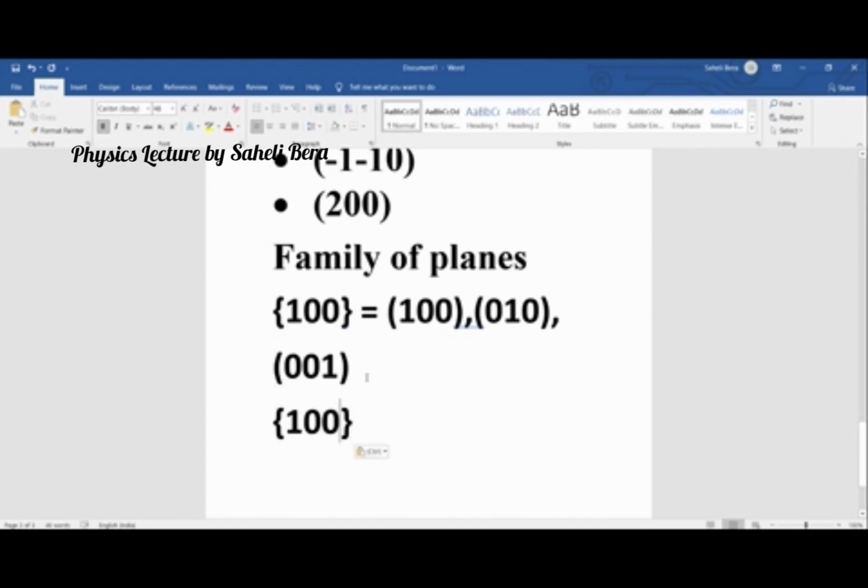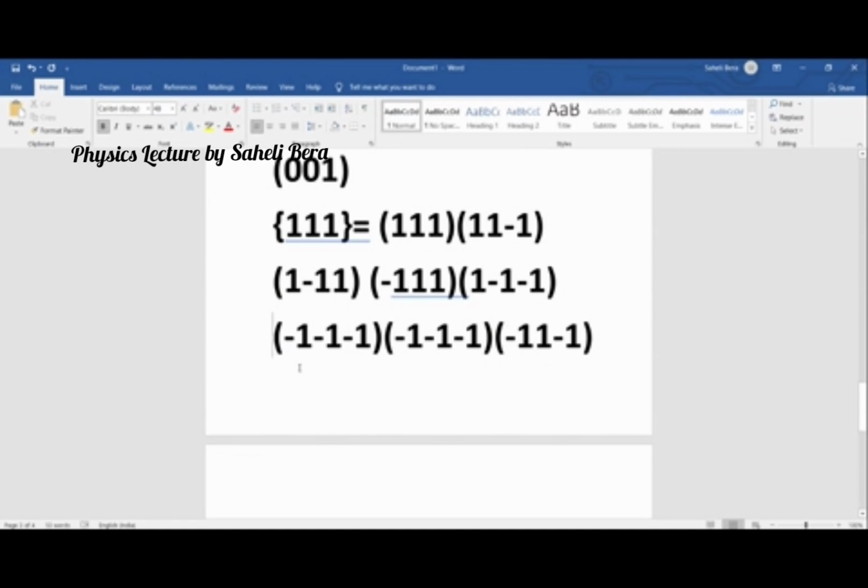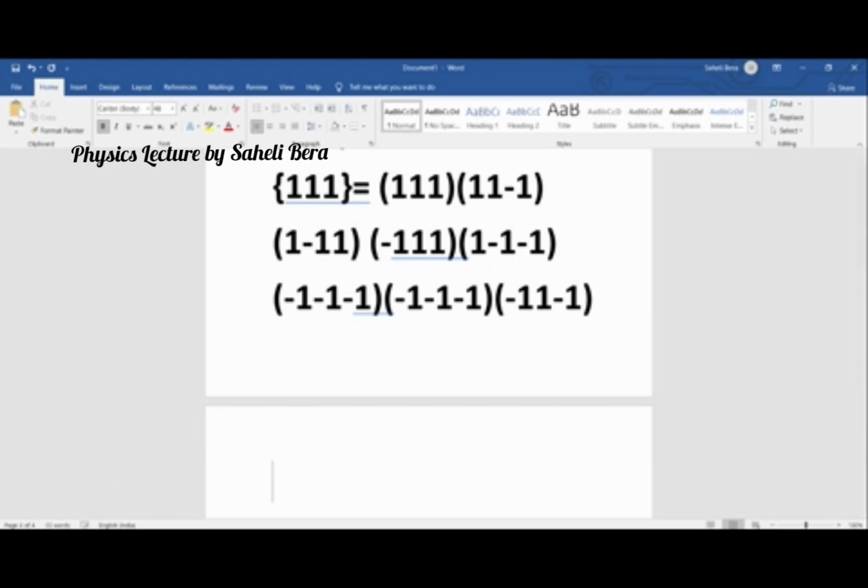If it is 1 1 1, then there will be a total of 8 planes. I have written all the negatives as -1, but you have to write 1 bar. Next, the third bracket, which means the direction indices.